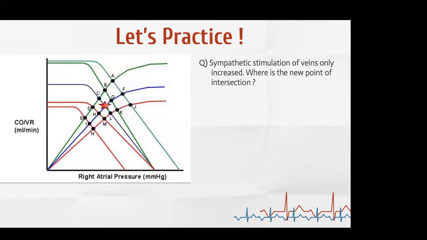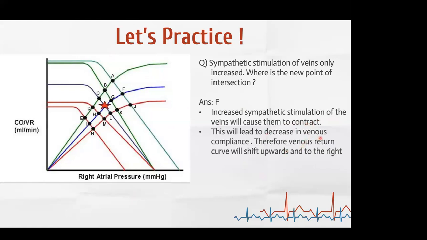Wait, how do we know whether it's G or F? Look at the graph of G and look where it ends. I guess it ends over here. It's F. I'll explain why in a minute. So the answer is F. Good job. Okay, so increased sympathetic stimulation of the veins will cause them to contract. This leads to decrease in venous compliance. Therefore, venous return curve will shift upwards and to the right. All clear, guys? Any questions? Any confusions?